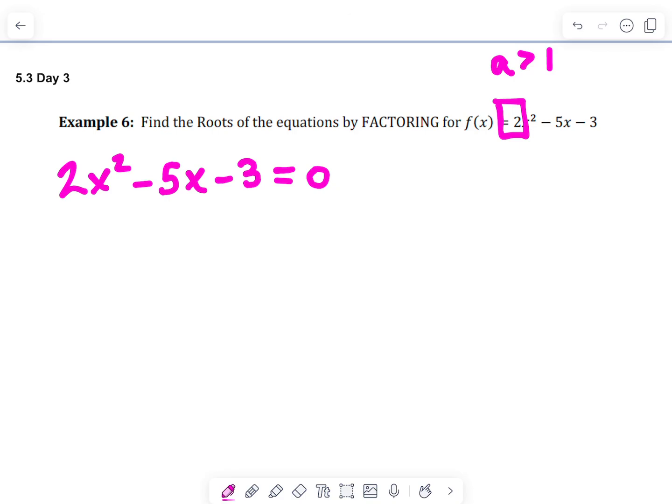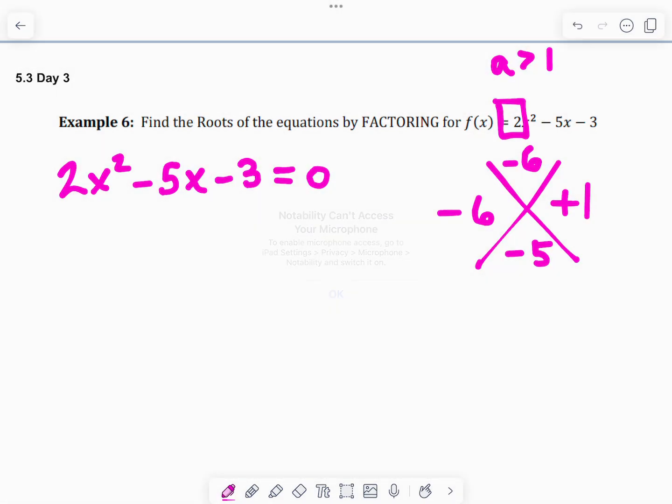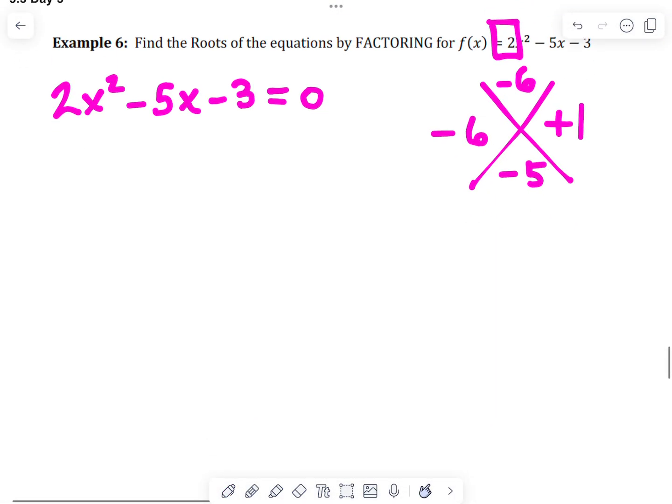Then we set up our diamond. The top of the diamond is our AC. The bottom of the diamond is our B. So what are the multipliers of negative 6 that add to negative 5, which are negative 6 and positive 1? Now we set up our box.